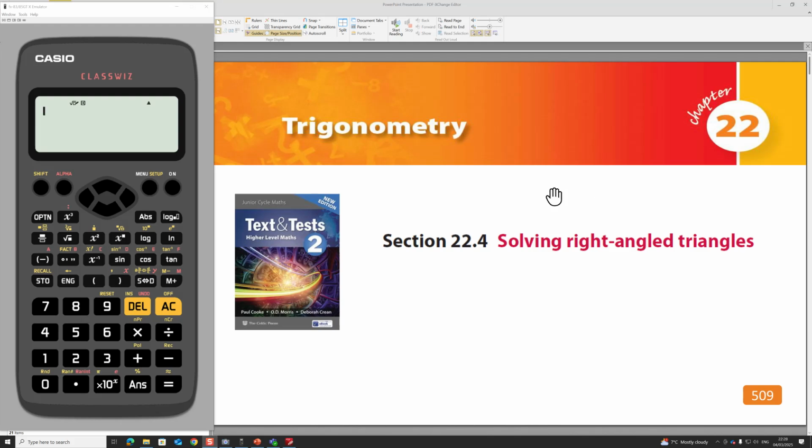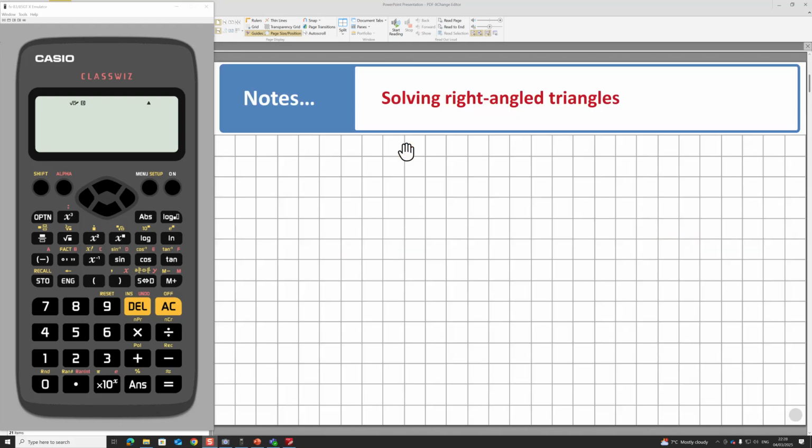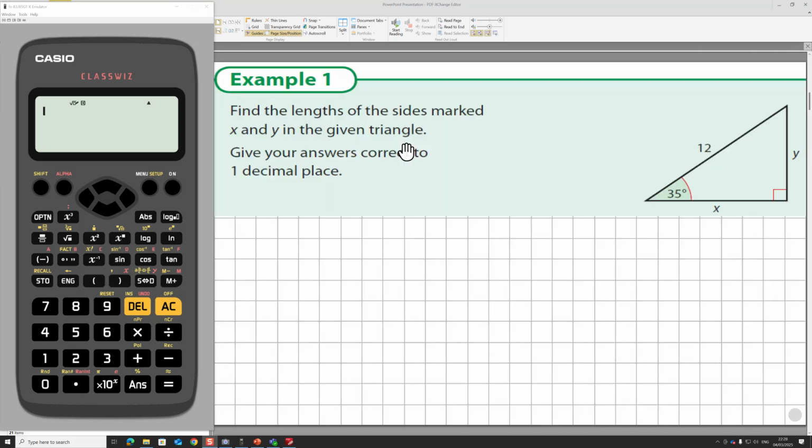Welcome back, students. So here we are now, we're solving right-angled triangles. And so let's flick through this. Okay, there's a right-angled triangle for sure. We've only one length, but we have an angle.